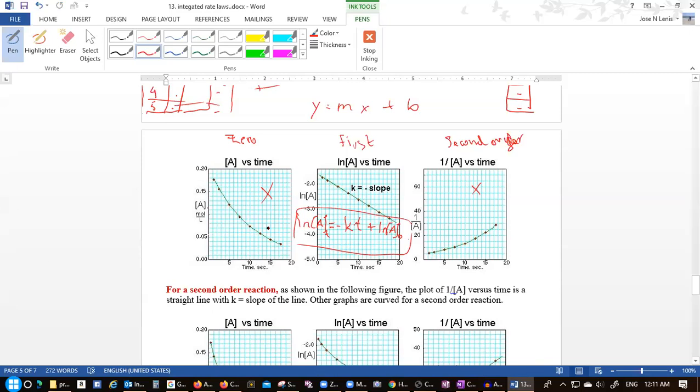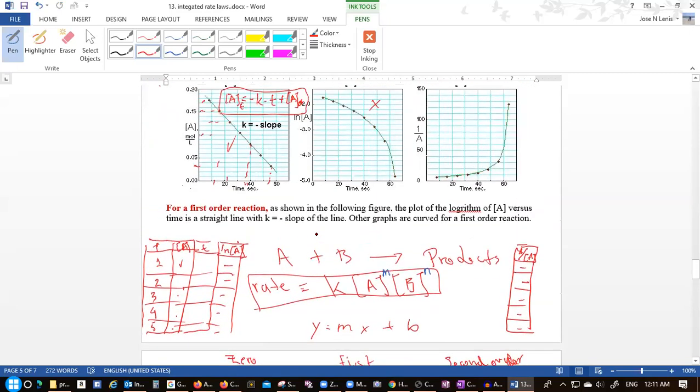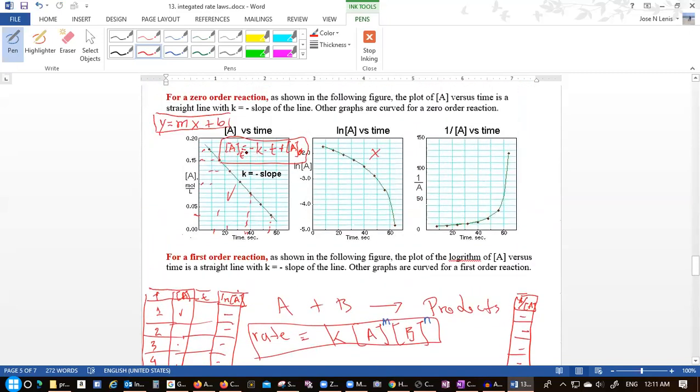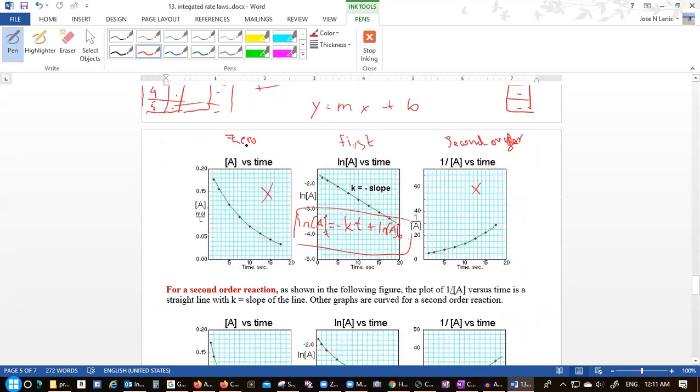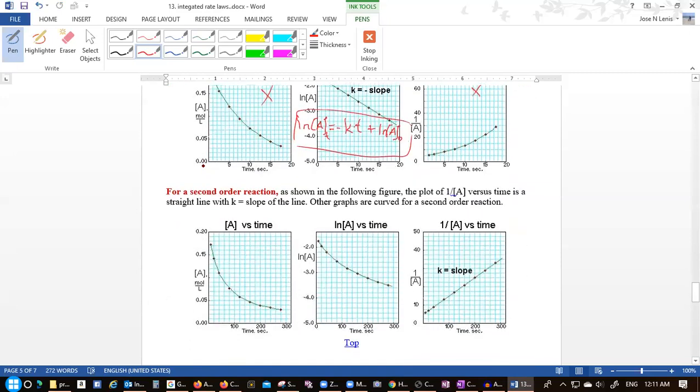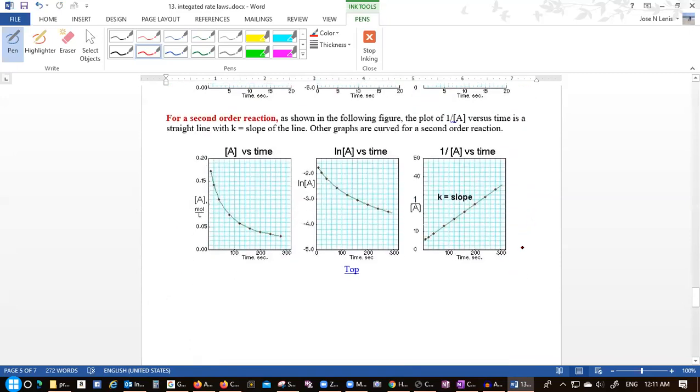On the previous one, we found a beautiful equation for the zero order integrated rate law, or the integrated rate law for a zero order reaction. So your reaction will behave in one of these ways. It's going to be either zero, or first order, or second order. For a second order, what's going to be the pattern? You do the same thing.